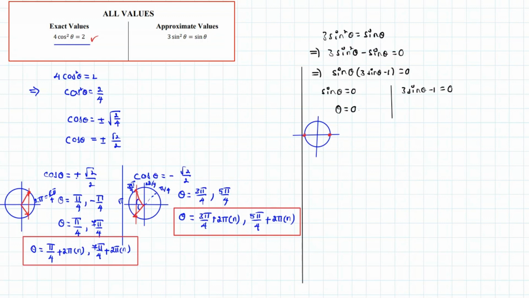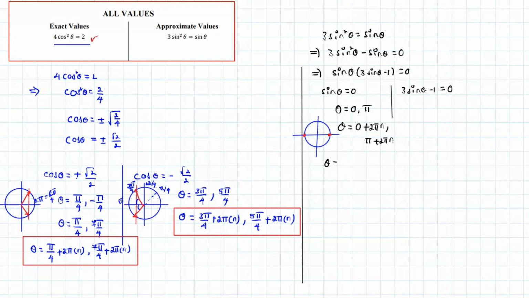Now let's solve this equation, 3 sine theta minus 1 equal to 0. So adding 1 on each side, you will get 3 sine theta equal to 1, and dividing both sides by 3, you will get sine theta equal to 1/3. But 1/3 is not an exact value, so we have to use the calculator. So doing the inverse function on each side, theta equal to sine inverse 1/3. Okay, so now use the calculator and find the value.